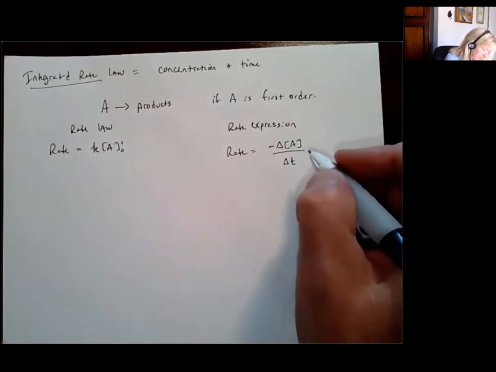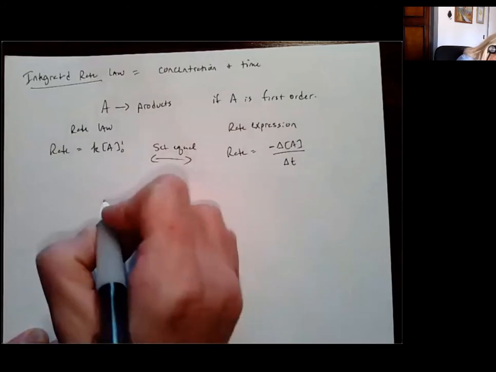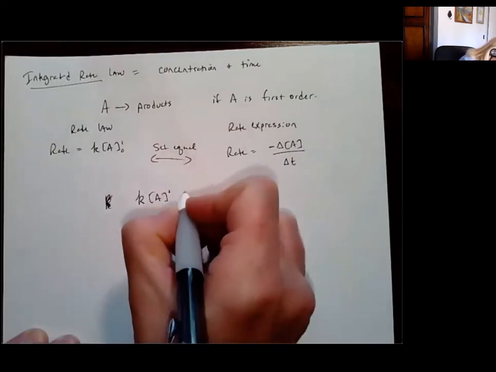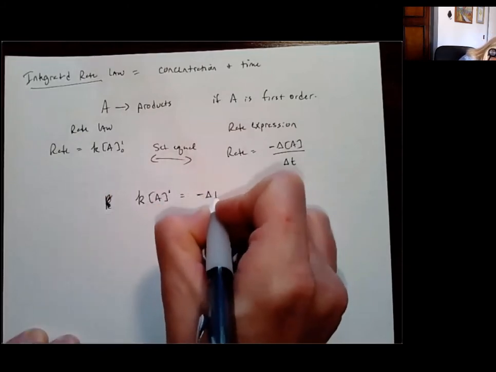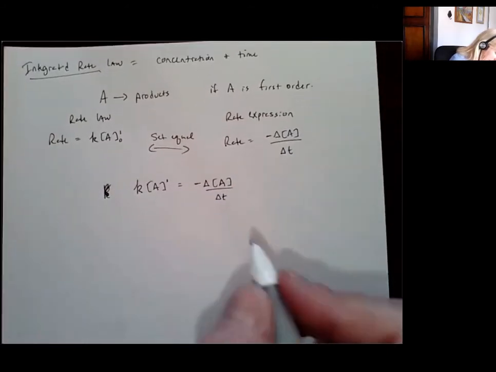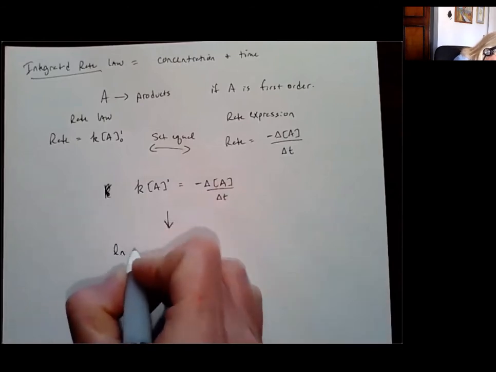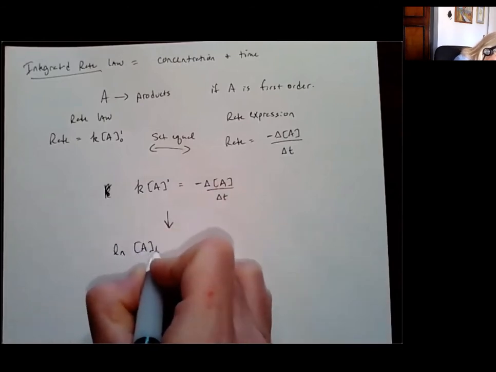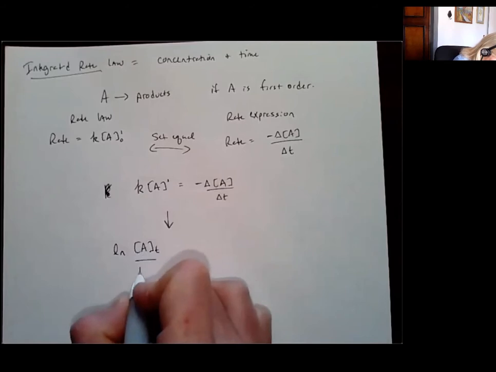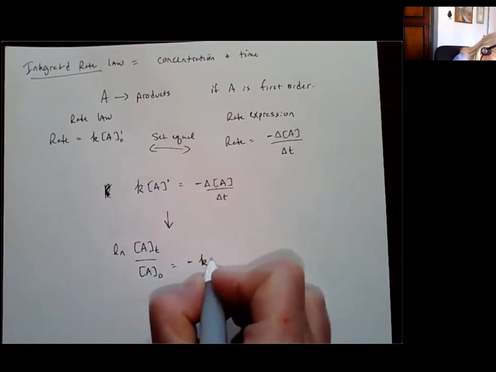over a particular amount of time. And if I set these two equal to each other, then it looks like this. A first order equals the change in A over the change in time. I'm going to integrate that to get to here. ln A at some time t over A at 0 equals negative kt.